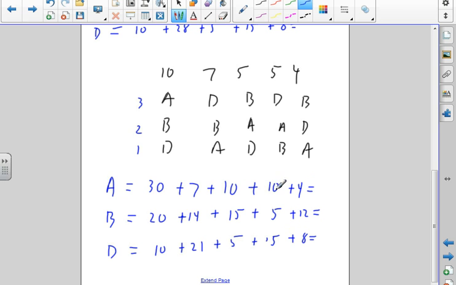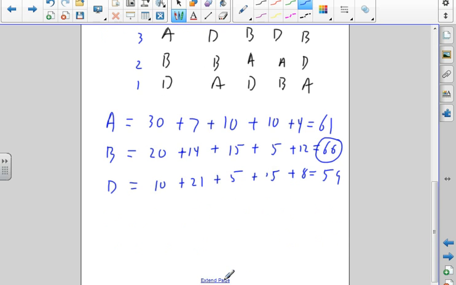30, 40, 50, 61, 20, 30, 40, 50, 66, 10, 30, 40, 59. Okay, so B came in second. Okay, now that B came in second, we're writing it again without B.